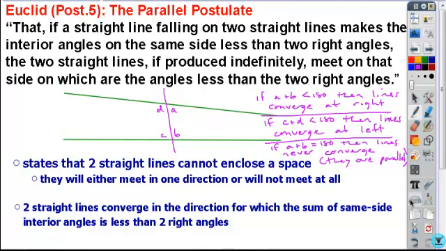Okay, so the implication is that two straight lines can't enclose a space, right? They're either going to converge to the left, to the right, or they don't converge at all and are parallel. If we take this historical wording and make it more understandable in today's language, two straight lines will converge in the direction for which the sum of their same side interior angles is less than two right angles. We are going to stick with this historical interpretation. We will be using this in proofs to set up and justify other proofs.